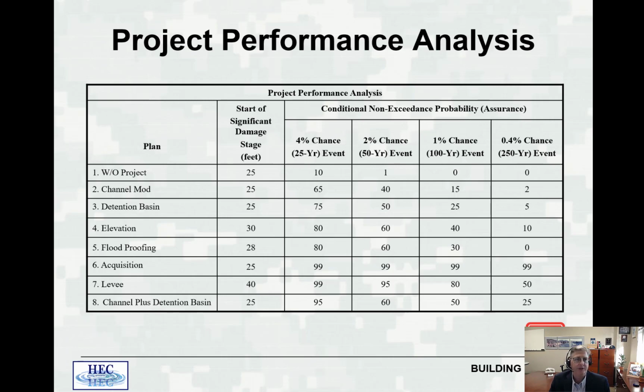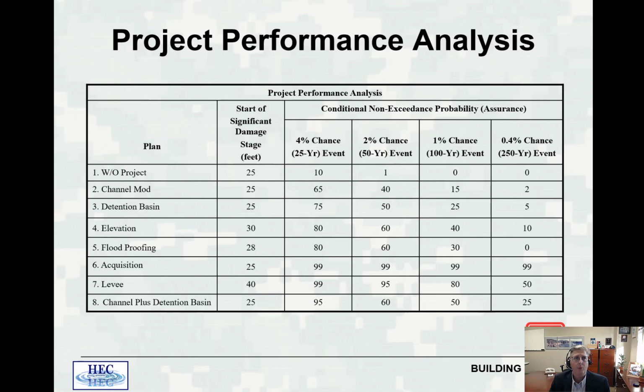Let's look at the NED plan, channel modification. In this case, you have a 65% chance of containing the 25-year event, a 40% chance of containing the 50-year event, a 15% chance of containing the 100-year event, and a 2% chance of containing the 250-year event. Let's go back down to the levee. In this case, you have a 99% chance of containing the 25-year event and a 95% chance of containing the 50-year event. You have an 80% chance of containing the 100-year event and a 50% chance of containing the 250-year event.